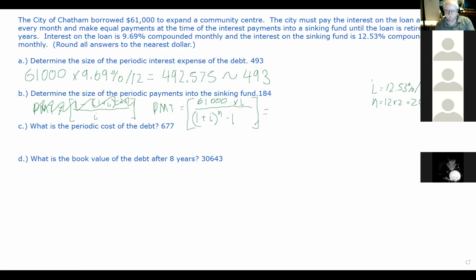So recall 1 plus 1, y to the x 24 minus 1, and I'll store that in register 7, and 61,000 times recall 1. I'll store that in register 8, and then recall 8 divided by recall 7. Nope, that's not giving me a good answer either.